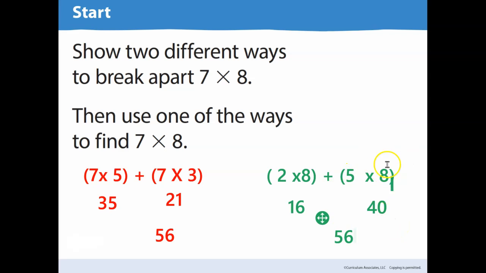I always like to use the facts that I know for sure. Yeah, you can say, well, how about 3 and 4? Yeah, I could do that. But we memorized our 5s very quickly this year, so I probably would have used that.